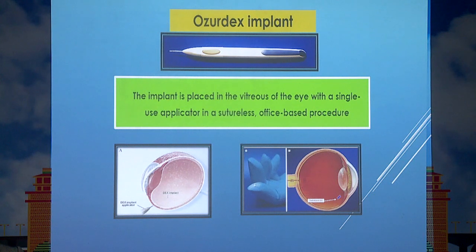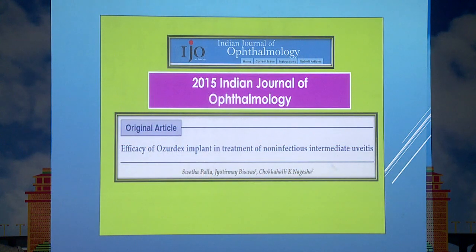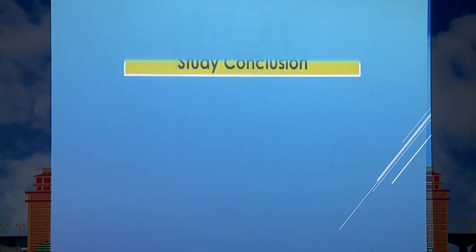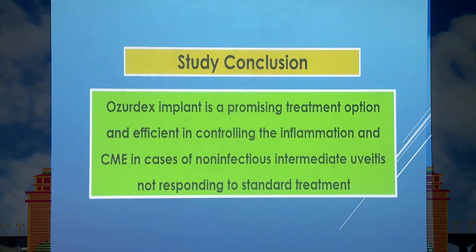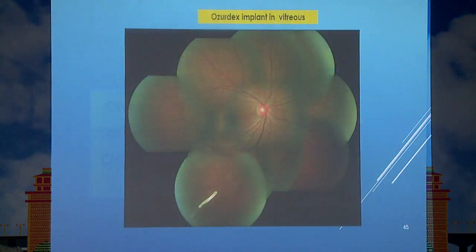The latest armamentarium is the Ozurdex implant. The implant is placed in the vitreous cavity of the eye with a single-use applicator in a sutureless office-based procedure. Such studies are there in the IJO 2015 journal, Efficacy of Ozurdex Implant in the Treatment of Non-Infectious Intermediate Uveitis, which concludes that Ozurdex implant is a promising treatment option and efficient in controlling the inflammation and CME in cases of non-infectious intermediate uveitis not responding to the standard treatment. This is one of the implants in the vitreous cavity.